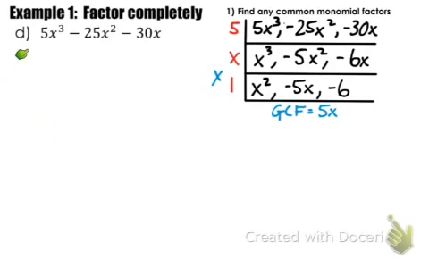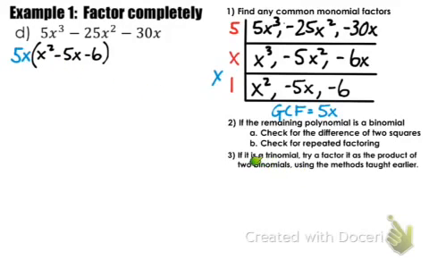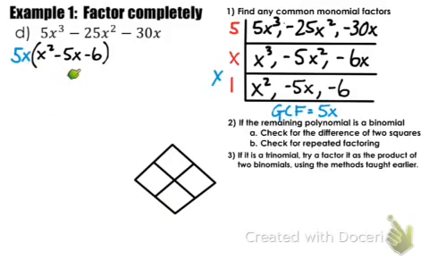So going back to our original problem, we're factoring out that 5x, leaving us with an x squared minus 5x minus 6. Then we check to see if the remaining polynomial is a binomial, which it is not, so we skip to the third step. If it's a trinomial, we're going to factor it using the methods that we were taught earlier. So I'm going to make my diamond, and the bottom of the diamond is going to be made up of our a times our c. Our a is 1 times our c, which is negative 6, and then our b term is negative 5. So we need two numbers that multiply together to get negative 6 and add together to get negative 5.